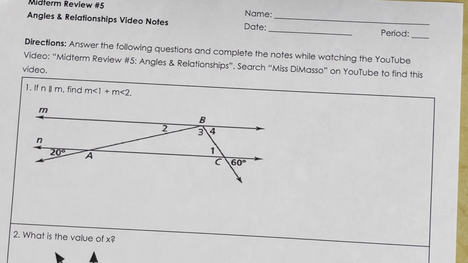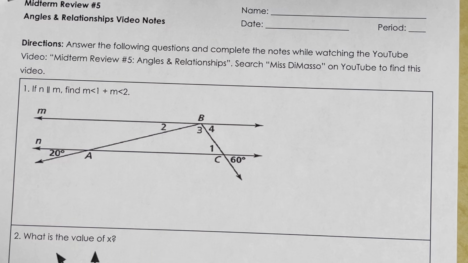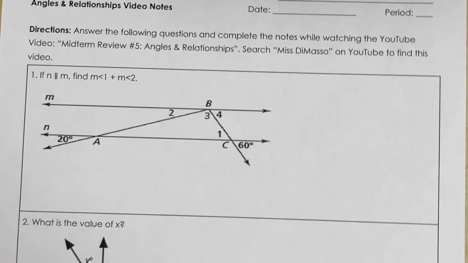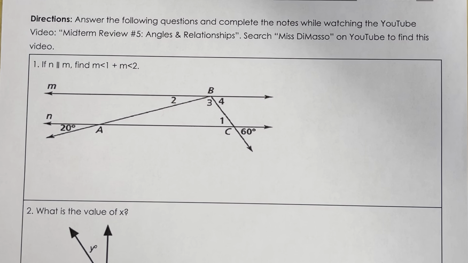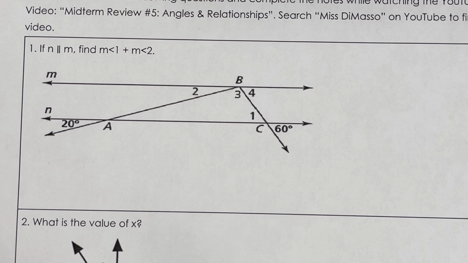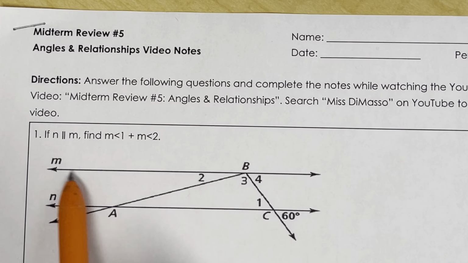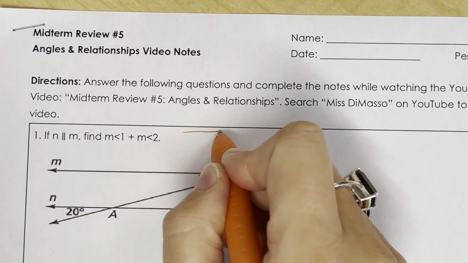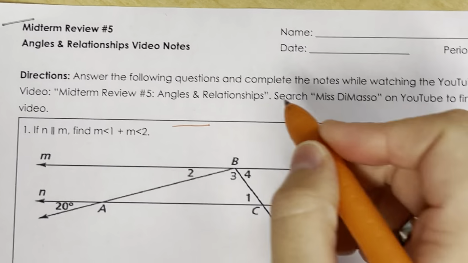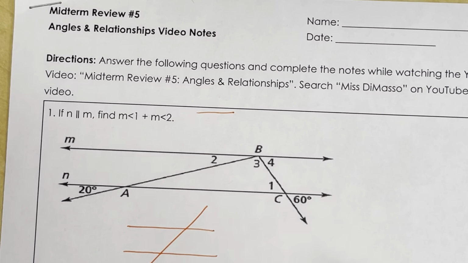Okay. Number 1, if n is parallel to m, find the measure of angle 1 plus the measure of angle 2. So this is kind of a crazy looking picture here, but I need to use my angle relationships in order to figure out this problem here. So remember, when we're talking about parallel lines that are cut by a transversal, I'll do it down here. Parallel lines cut by a transversal.